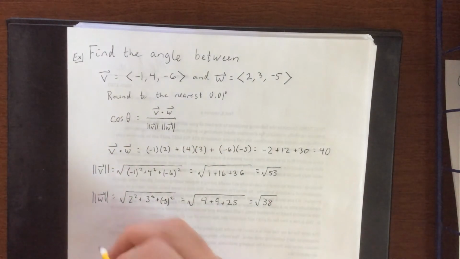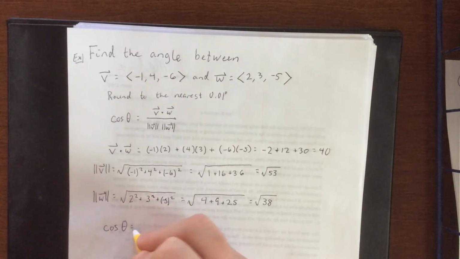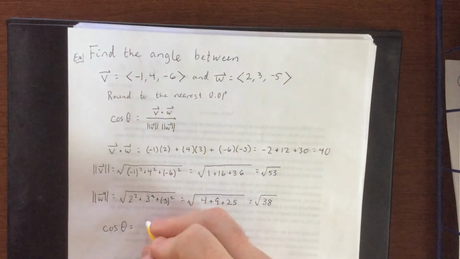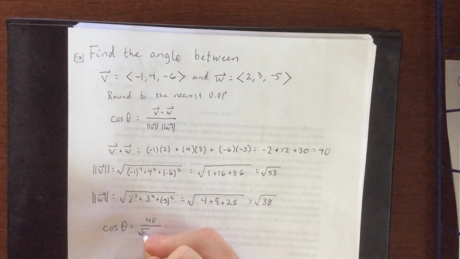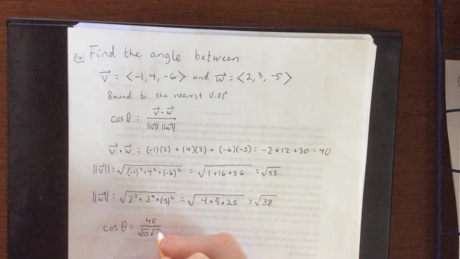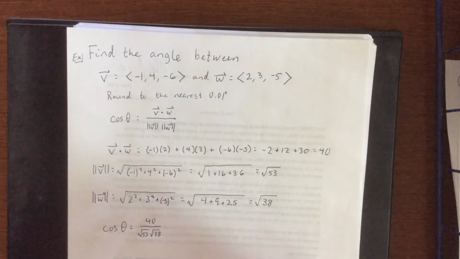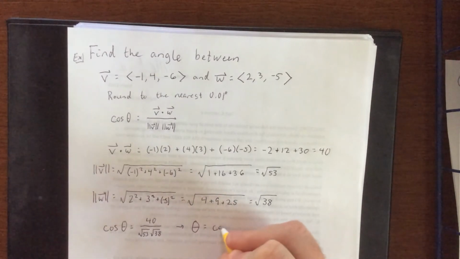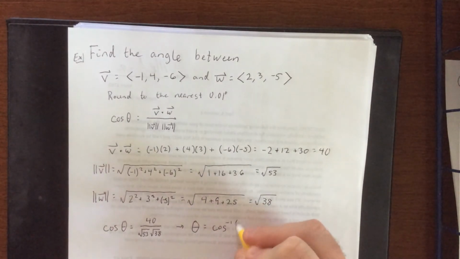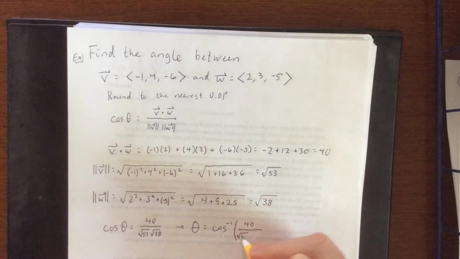Now what that means for us is that we can set up the following expression. The cosine of theta is going to be equal to the dot product, which is 40, divided by the magnitude of v, which is the square root of 53, and the magnitude of w, which is the square root of 38. I feel no need to simplify that further, and I'm simply going to say that theta is going to be the arc cosine of this big nasty looking fraction.